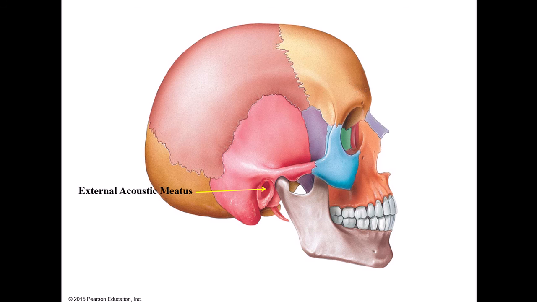The foramen on the side of the skull is where we would put a Q-tip. This is called the external acoustic meatus or the external auditory meatus. Right, that leads into the inner ear. Right, so those are our foramen of the skull.